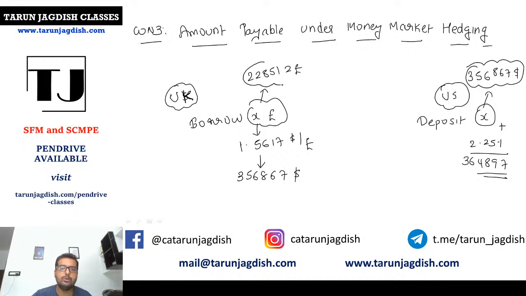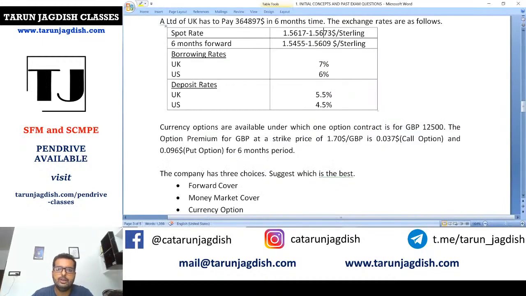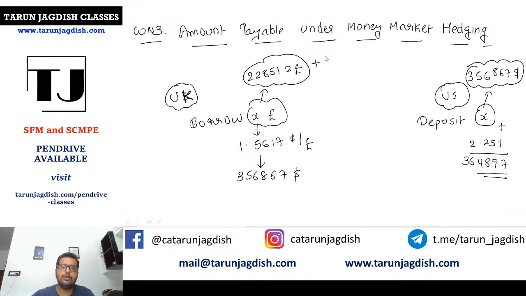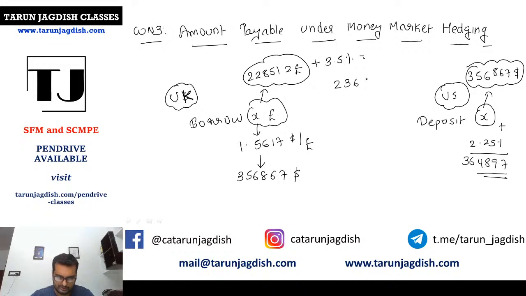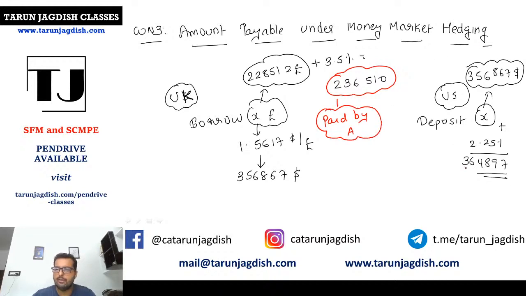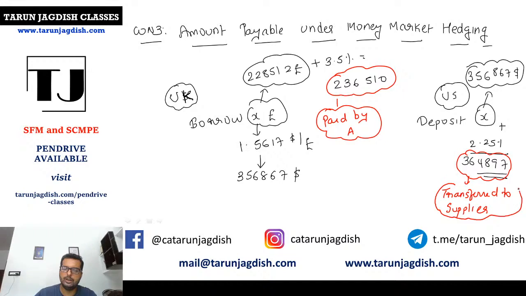228,512 sterling is what I need to borrow, and this I need to borrow at the UK borrowing rate, that is 7% for 1 year, 3.5% for 6 months. So this plus 3.5% will turn out to be 236,510. So friends, this will be the money that will be paid by A. Okay. Whereas along with interest, once it increases to this much, this will be transferred to the creditor or the supplier. Can you please write down till here in your books now, friends?